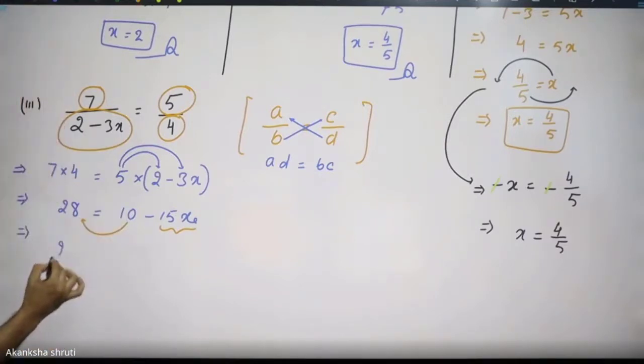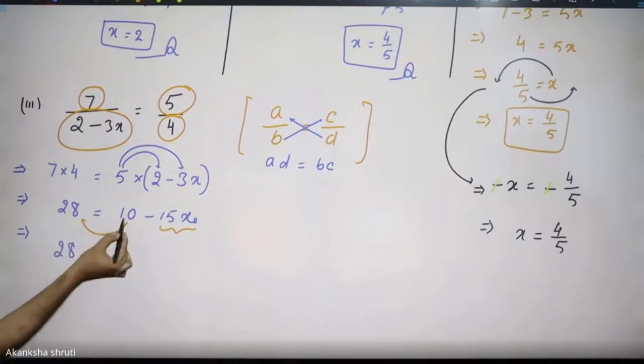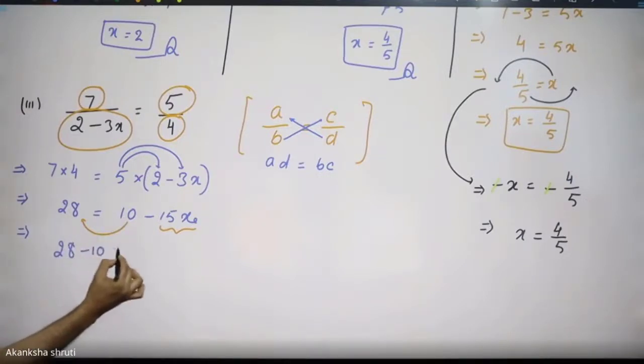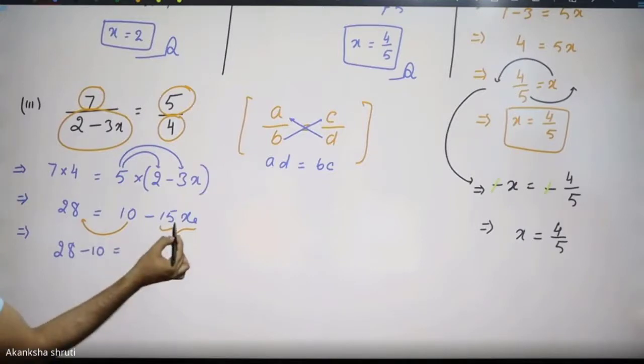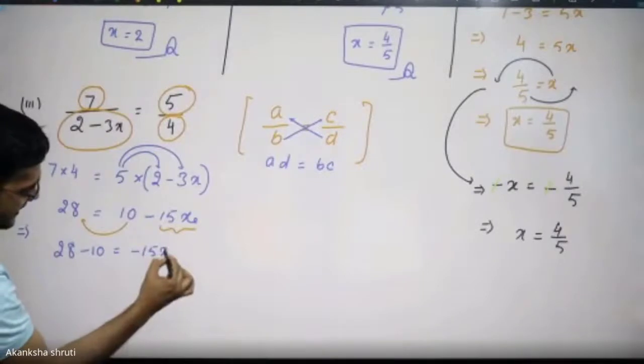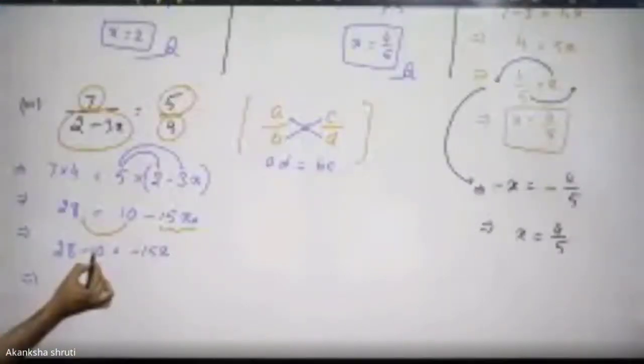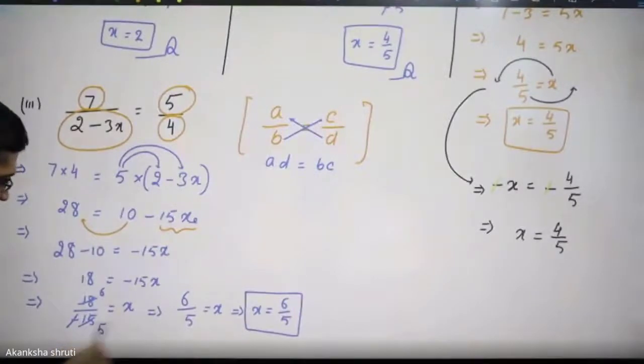So 28 was already on the left hand side. 10 will come on the left hand side. It becomes minus 10, and on the right hand side we have kept our variable as it is, 15x. Okay, student? Go on subtracting. So, student, we have to preserve the sign then. Don't worry for this.